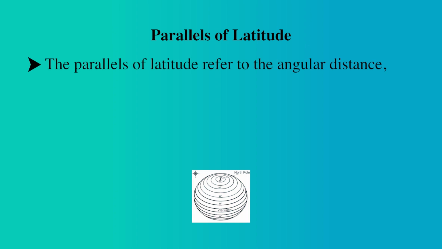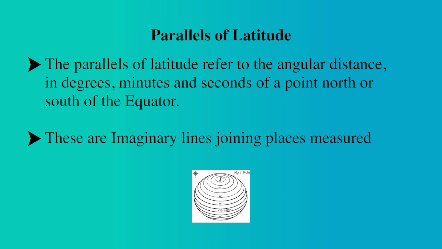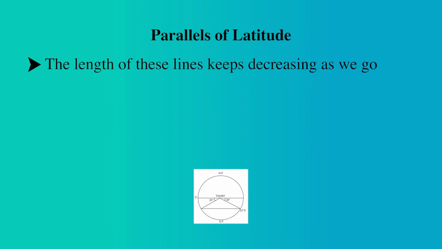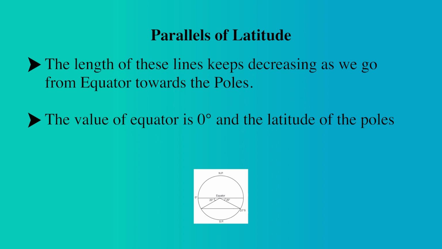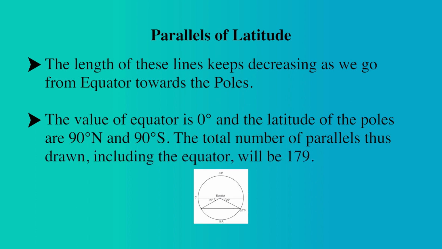Parallels of latitudes. The parallels of latitudes refer to the angular distance in degrees, minutes and seconds of a point north or south of the equator. These are imaginary lines joining places measured along the meridian of that place as an angle from the center of the Earth. The length of these lines keeps decreasing as we go from the equator towards the poles. The value of the equator is 0 degrees and the latitudes of the poles are 90 degrees north and 90 degrees south. The total number of parallels thus drawn, including the equator, will be 179.